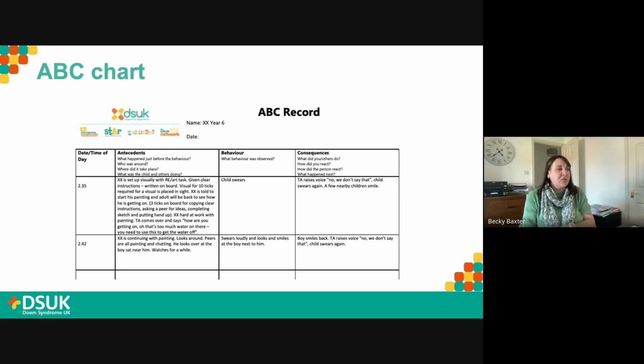So he's got 3 ticks on his board for copying clear instructions, asking a peer for ideas, completing the sketch and putting his hand up. He's hard at work with his painting when his TA comes over and says, how are you getting on? Oh, that's too much water on there. You need to use this to get off the water, and then starts dabbing at his picture and taking over, at which point the child swears at him. So the TA raises his voice and says, no, we don't say that. The child swears again, and a few nearby children laugh.